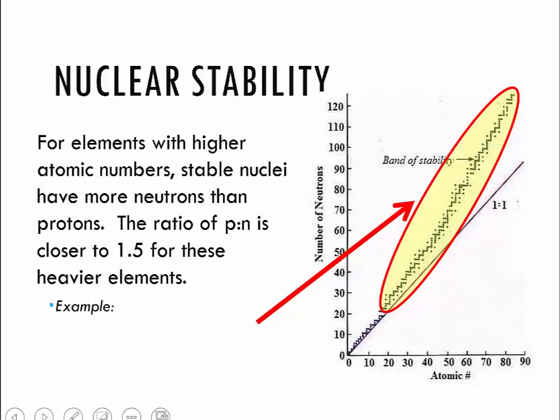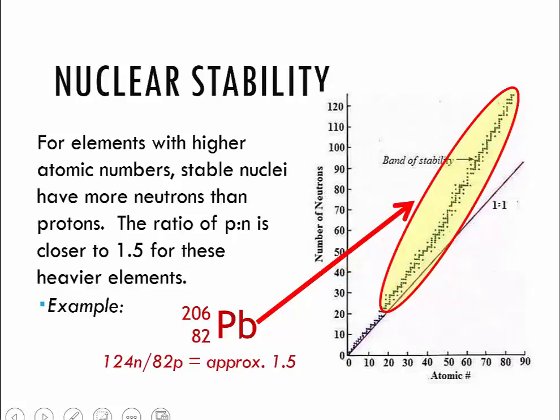So if we take something like lead, Pb, he has 82 protons. That doesn't change unless you become something besides lead. But to make 206, that means he has 124 neutrons. So when we divide these, we end up with about 1.5, which is much bigger. But that allows them to be stable and not decay.